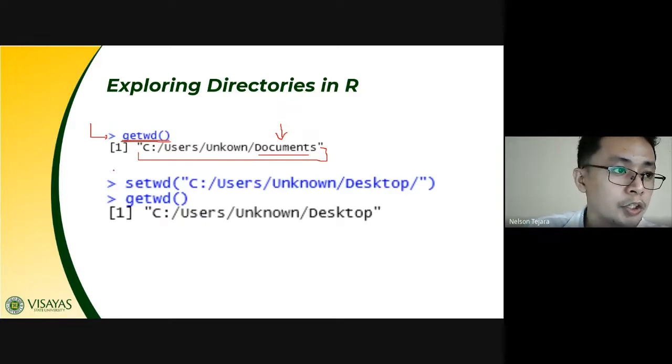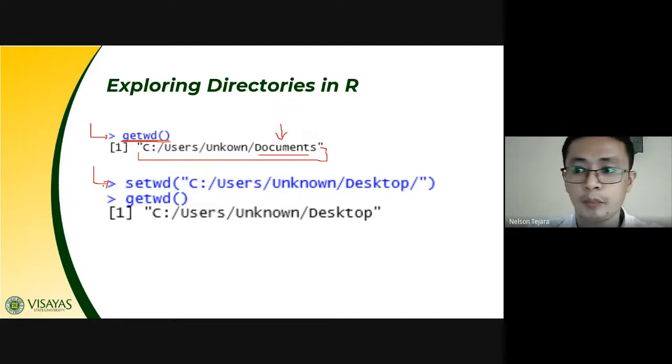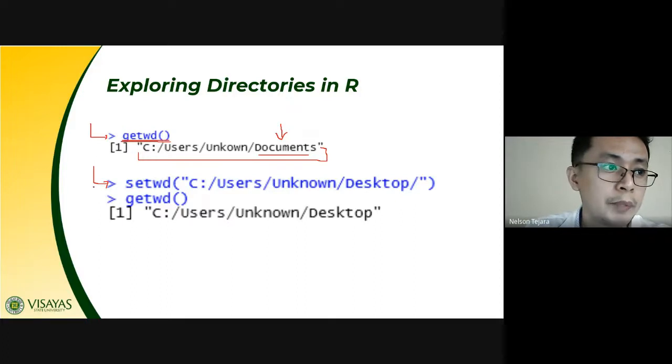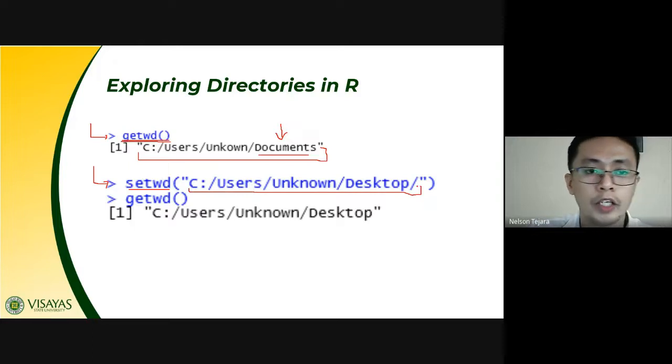And then the other function we have is setWD. If getWD retrieves your current working directory, the setWD function will change it. You can change your current working directory by using the setWD function. To do this, you will just have to supply the actual file location which you want to use.